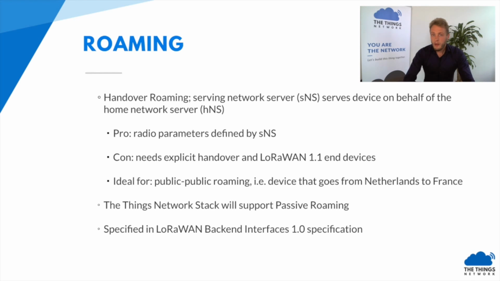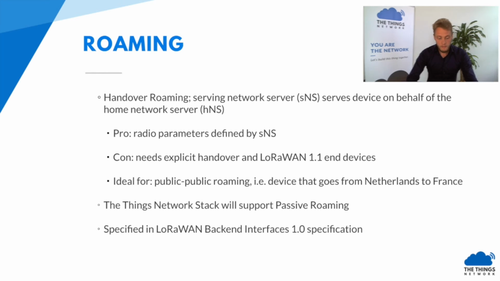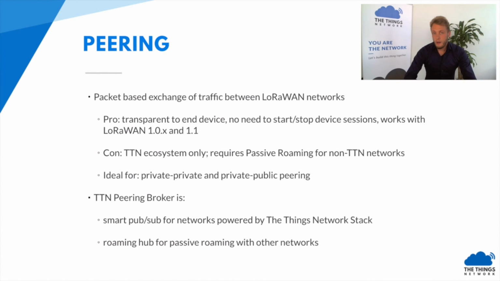If you want to know more about roaming, you can read the specification in the LoRaWAN Backend Interfaces 1.0 document. Peering is packet-based exchange of traffic between networks. The benefit of this is that it's completely transparent to the end device. Also, it supports any LoRaWAN version. Finally, there's no need to start and stop sessions like you need with passive roaming. The downside is that peering only works within the Things Network ecosystem, but the Things Network also provides a bridge from peering to passive roaming with other networks.